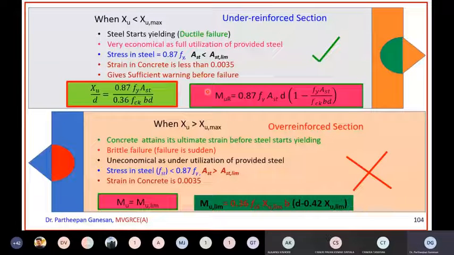Anybody having any doubt? What is balanced section? What is under reinforced section? What is over reinforced section? This is a very, very important question.